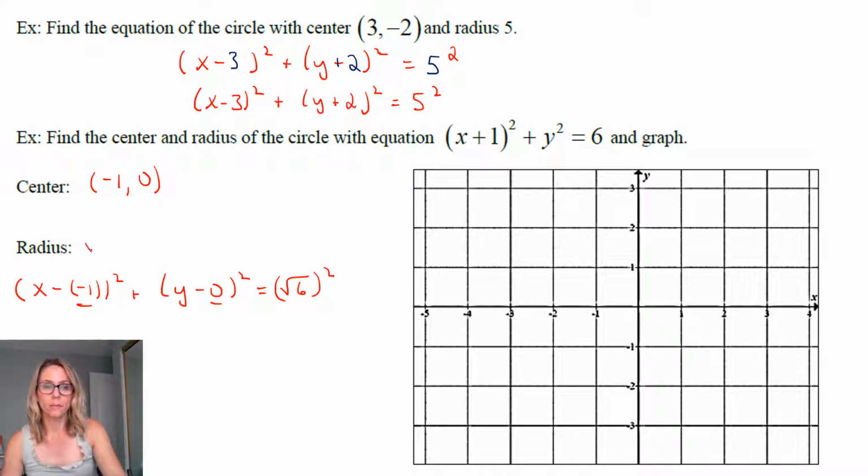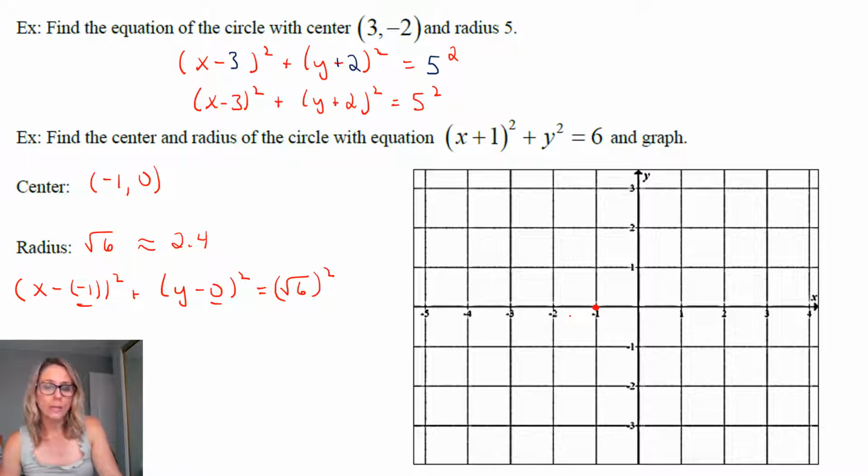And then the radius is the square root of 6. And for us, that is about 2.4. Graphing a circle, if you have the center and the radius, is not too bad. I have a tablet, so it could be worse for me, but here we go. So the first thing to do is just to put on your center. So -1, 0, boom, there's our center.